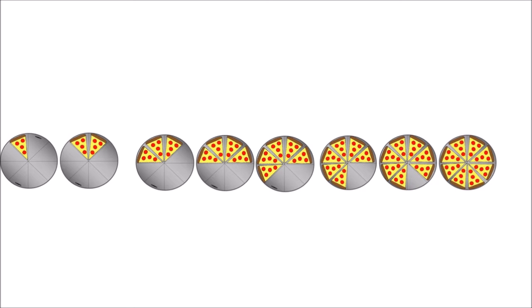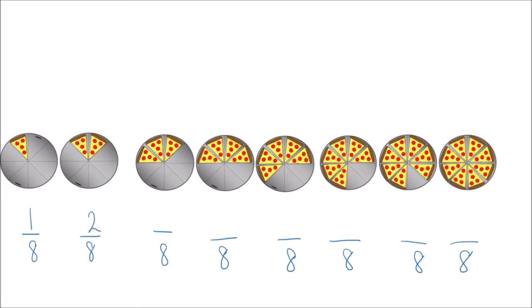Now pizzas are usually made out of 8 slices, so the fraction that represents a pizza has 8 at the bottom because it's cut into 8 equal parts. Now for this fraction we have 1/8, 2/8, 3, 4, 5, 6, 7, and 8. When the numbers match, we have a whole.